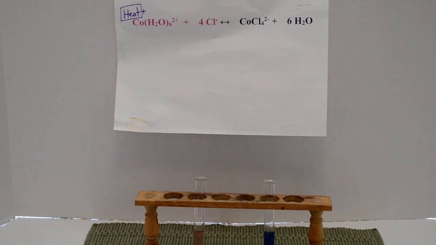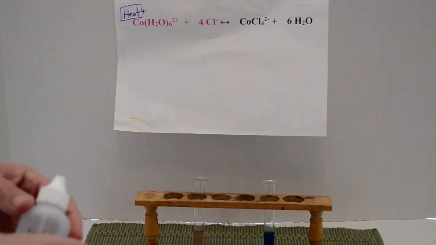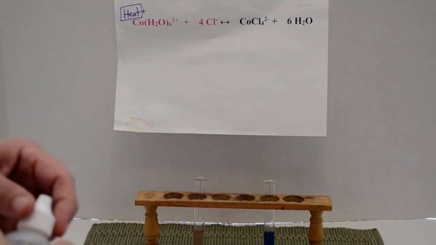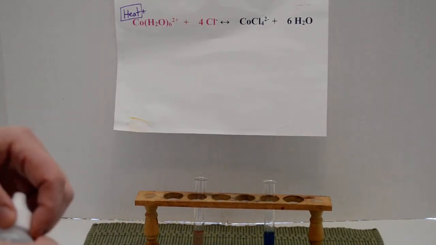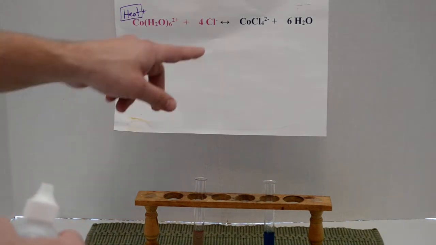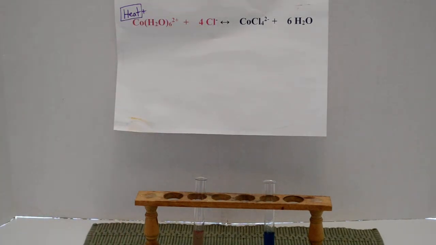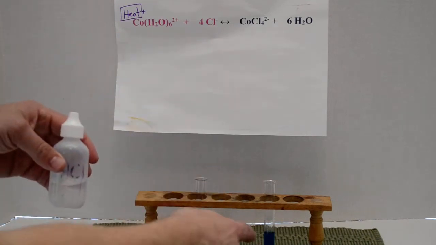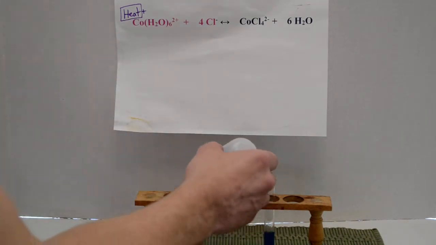So what I'm going to do now to both of these test tubes is I'm going to add some HCl. Now remember, HCl is made up of H+ ions and Cl- ions. Now the thing we're really interested in here are those chloride ions. So I want you to think for a moment where the chloride ions are in this equilibrium. Okay, so let's add extra chloride ions to both of these test tubes.